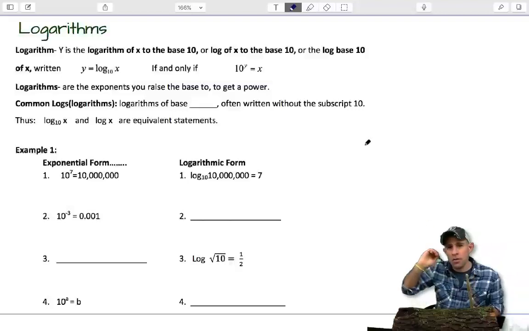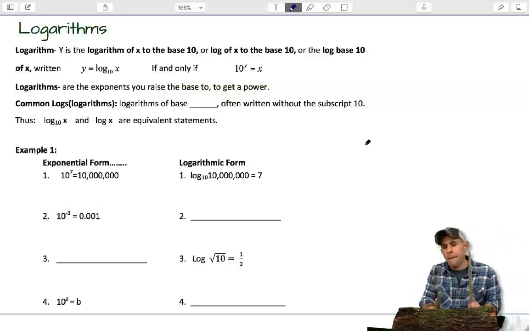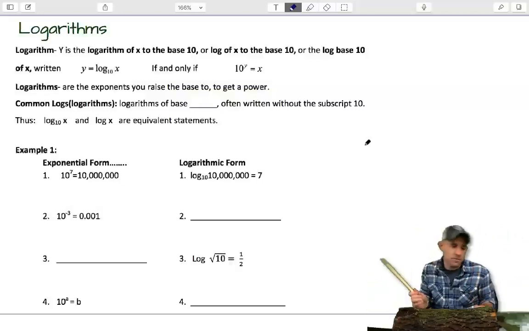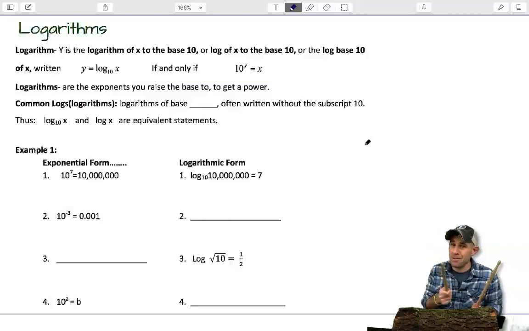Hey, what's a logarithm? Did you ever wonder? Is it just like beating on a log? Gotta admit, I got some pretty good logarithm, if you know what I mean.